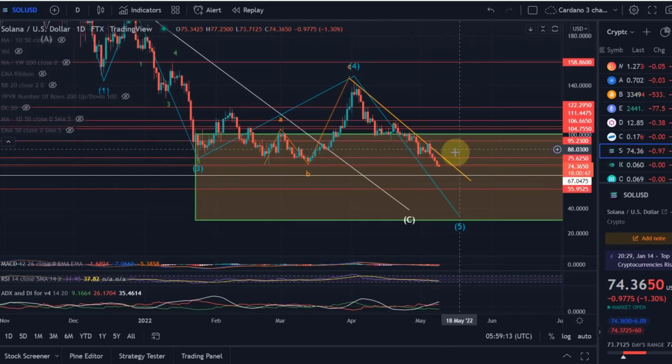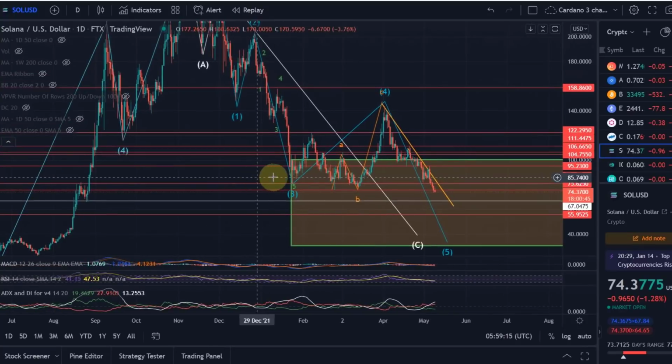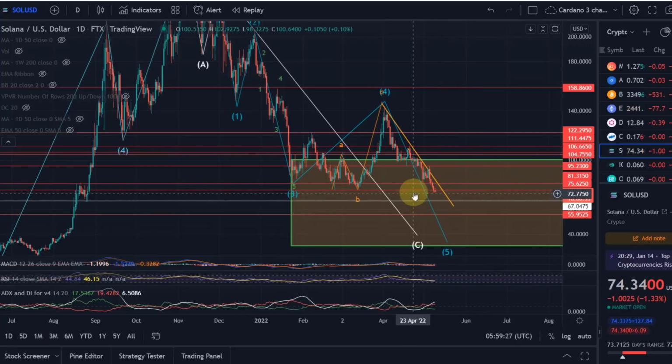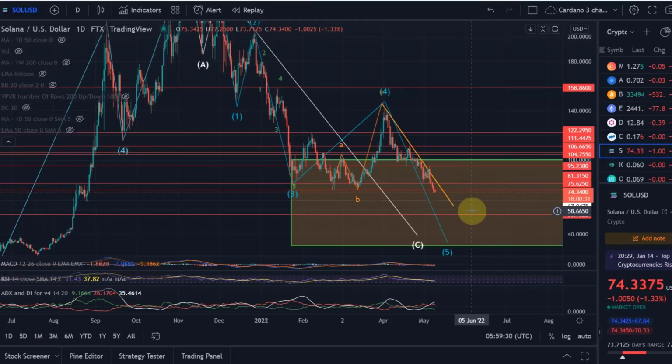So would that still mean we go to new all-time highs? I don't think so. This would be just a corrective move in an overall downtrend, because we are rather oversold on the time frames. At some point there needs to be a corrective move up, and I think we are going to see some kind of a corrective move up before we really get to that $55 level.